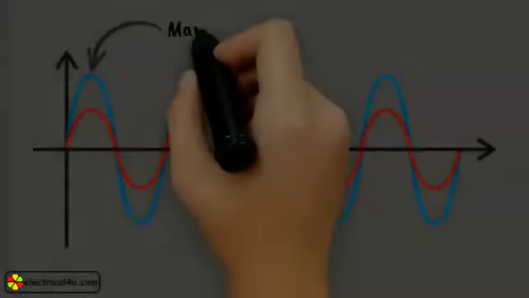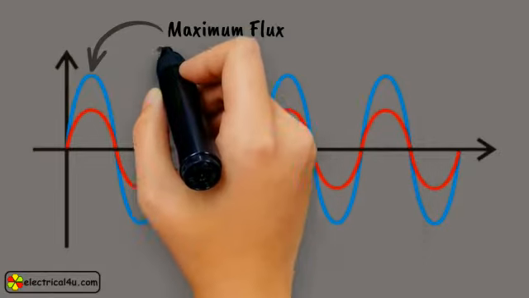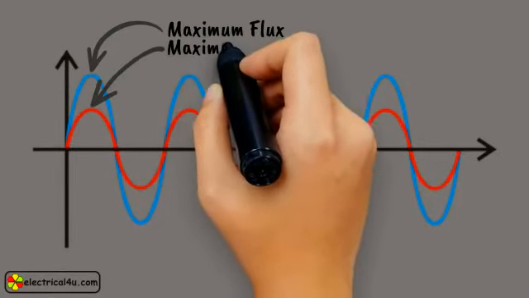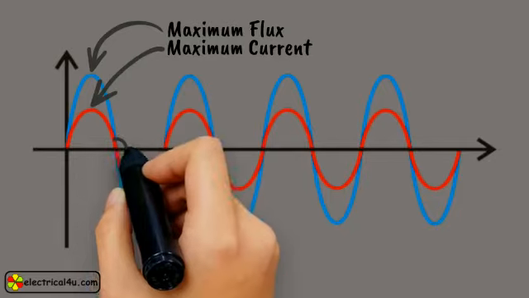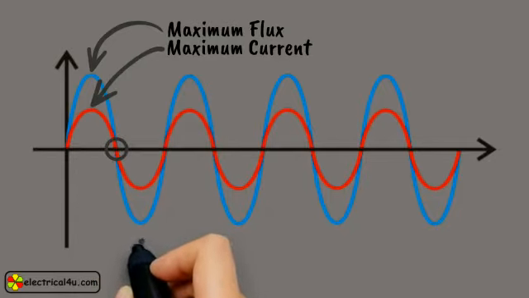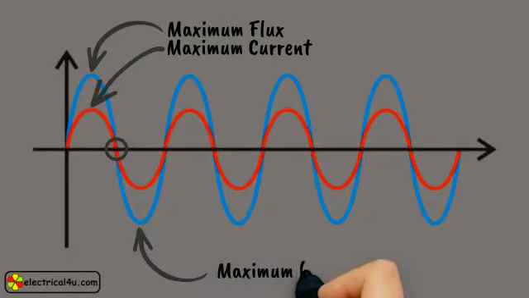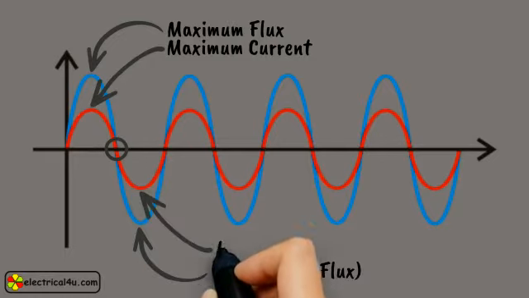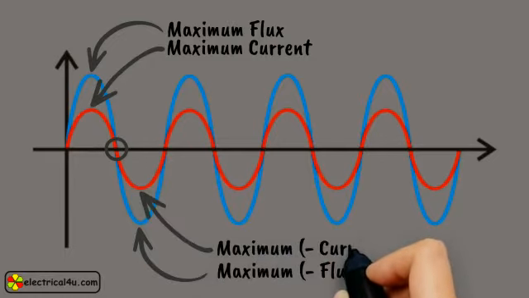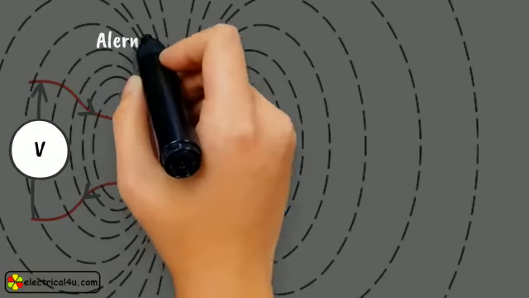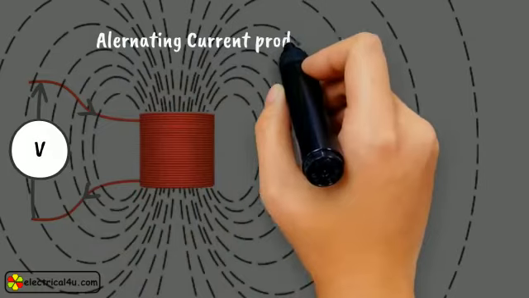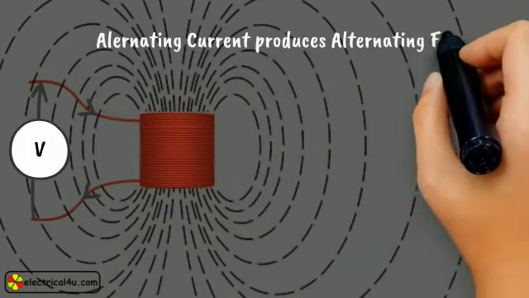This flux becomes maximum in magnitude when current reaches its maxima for the first half cycle of the alternating current wave. The flux becomes zero when current in the coil crosses the zero axis. Again, for the next half cycle, the flux becomes maximum but in the opposite direction when current reaches its reverse maxima. In this way, alternating current produces continually varying flux surrounding the winding.